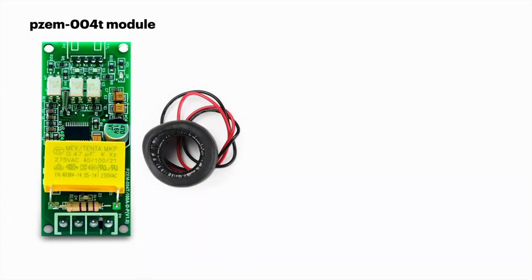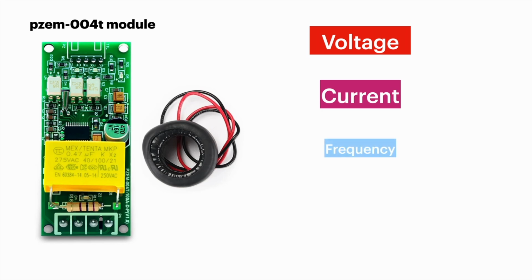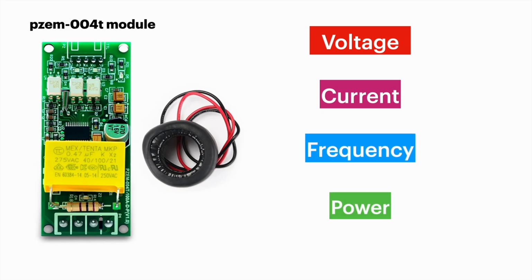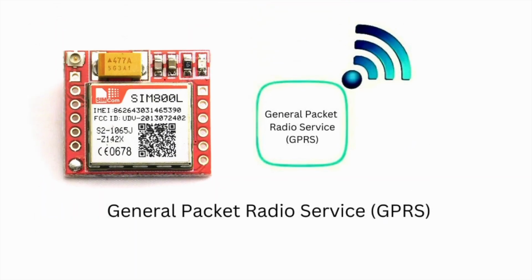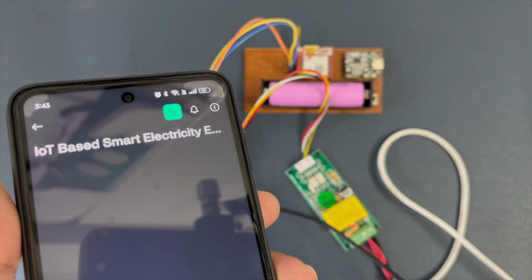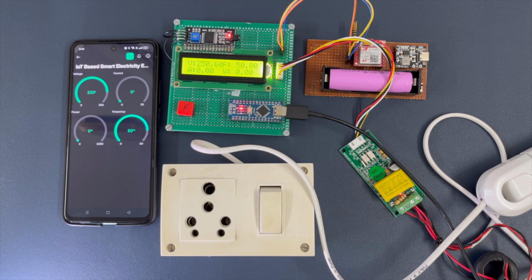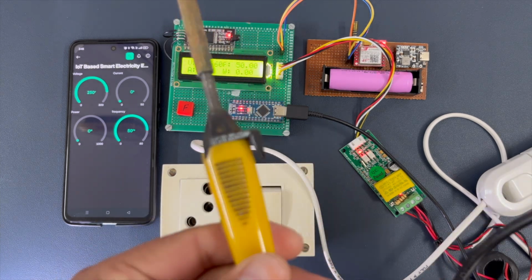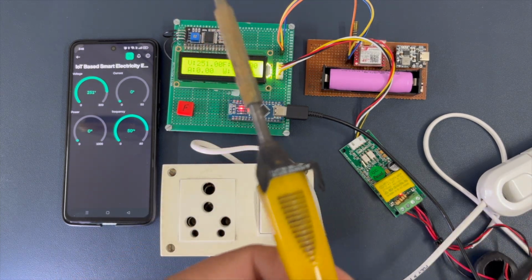In this video, I will measure voltage, current, frequency, and power factor with the SIM800L GSM module. I'm sending this data with GPRS. It doesn't require any Wi-Fi or internet. Open this Blynk app and see the IoT based smart energy meter, measuring the parameters voltage, current, power, and frequency. Now I put the soldering gun.